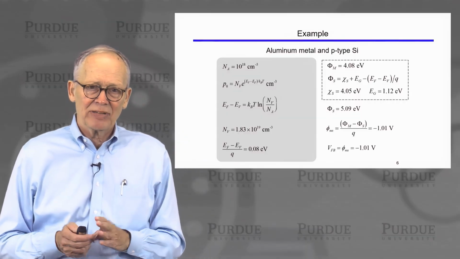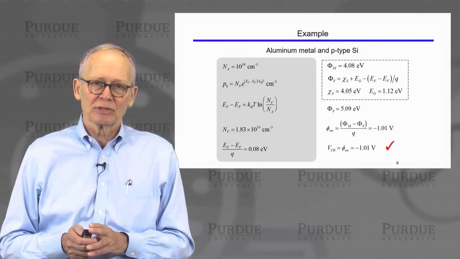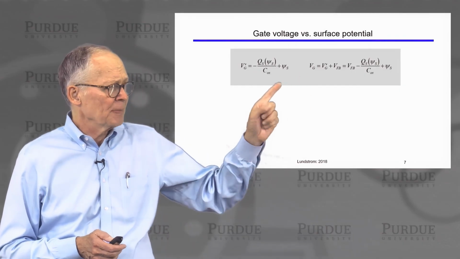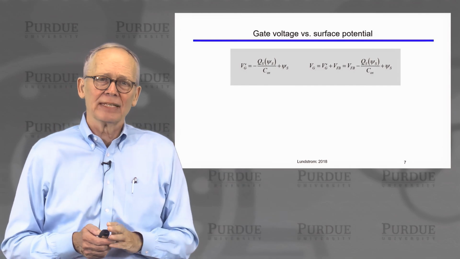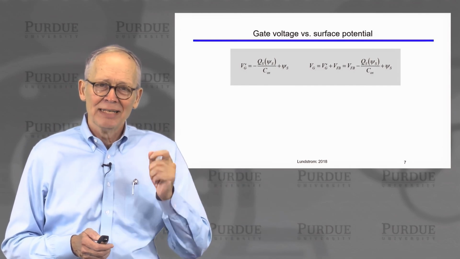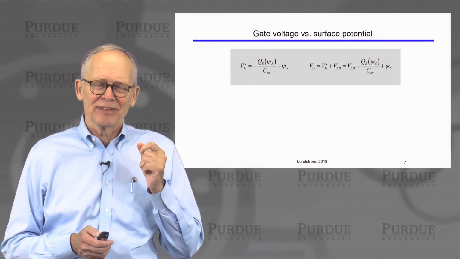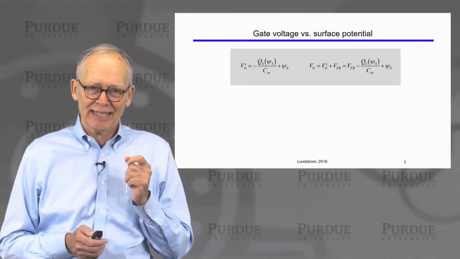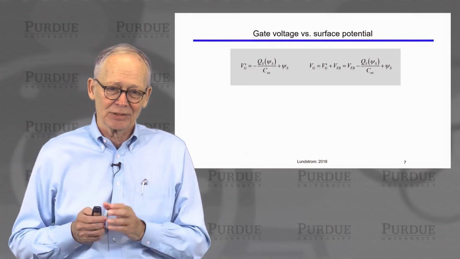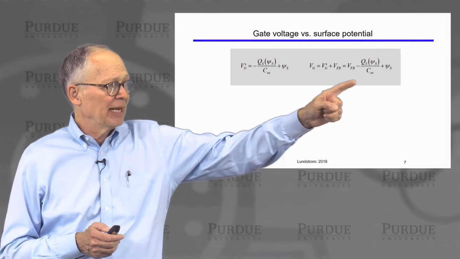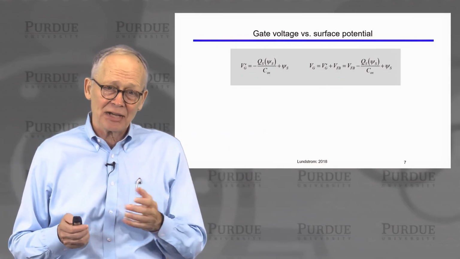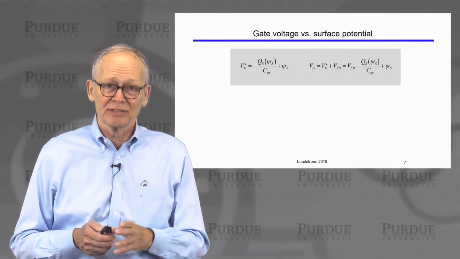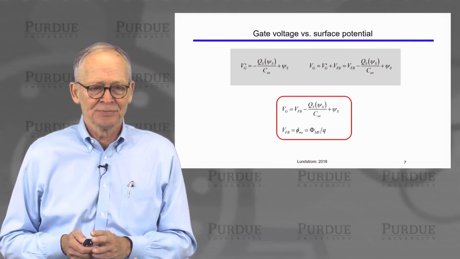Okay, so we have a flat band voltage of about minus 1 volt in this particular example. We had talked earlier, we have been careful to label the gate voltage with a VG prime. The prime meant that we were thinking about a hypothetical metal that had the same work function as the semiconductor, which of course never occurs in practice. Now we simply have to correct that by adding the actual flat band voltage due to the metal semiconductor work function difference. So it's an easy correction to do.